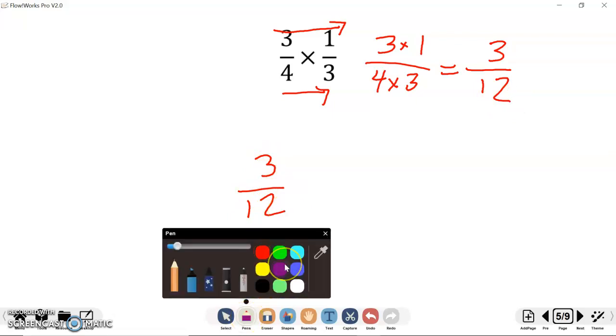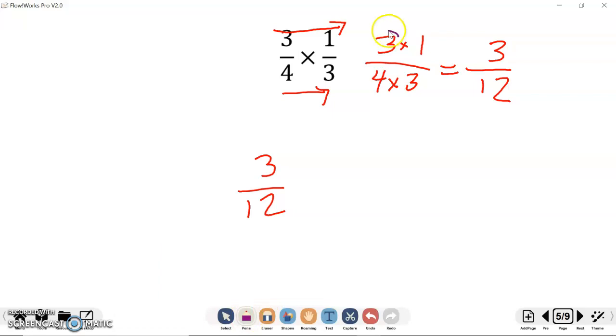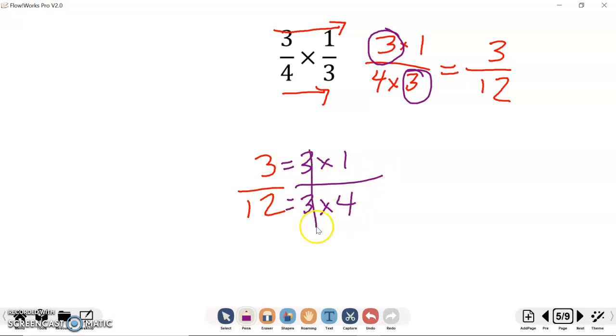And a quick way to know is when I look back at what I was multiplying, I have a 3 here and a 3 here. Well, if I have the same number on top and the bottom, I know that I can simplify. Just line them up and get rid of the 3s, and I'm left with 1/4. So my simplified version is 1/4.